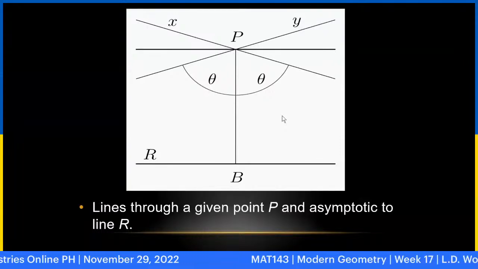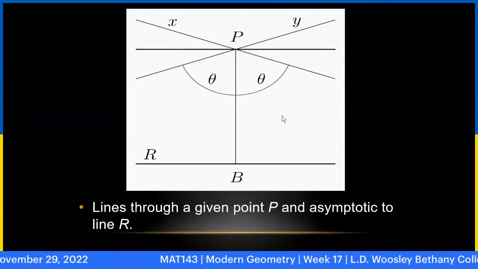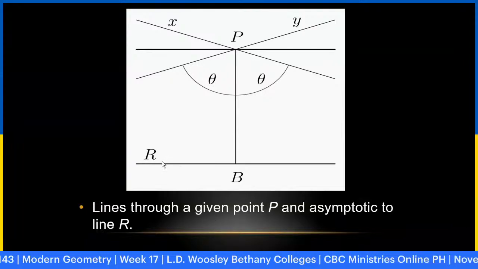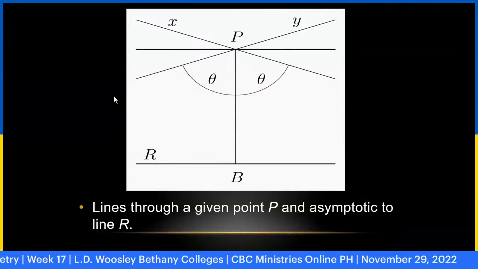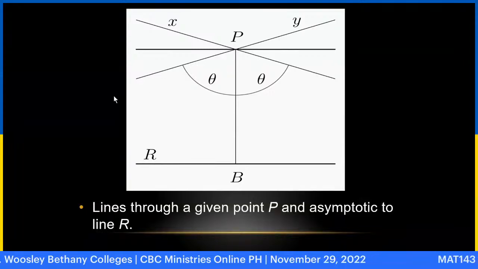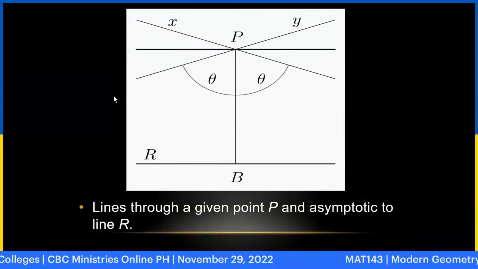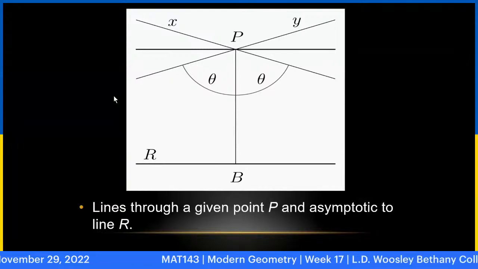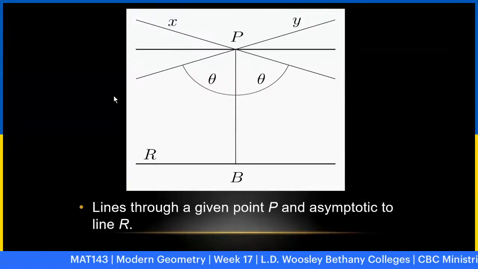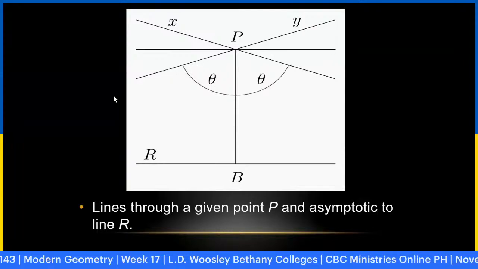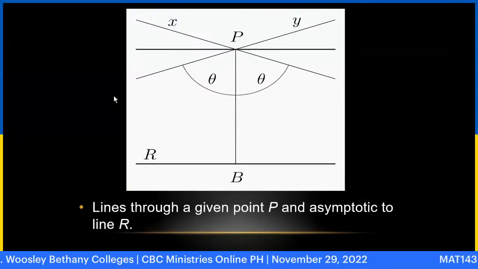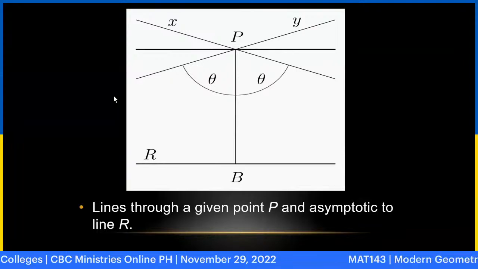Okay. So here, lines through a given point P are asymptotic to line R. Asymptote, so ibig sabihin, it will never reach R. You know asymptote, guys, no? So yung asymptotical line, hindi niya matatouch yun. Therefore, it won't intersect. So that's another, either it curves away or it's an asymptotical line.